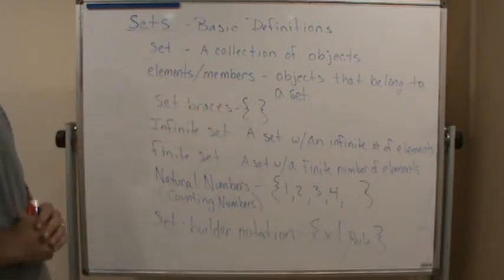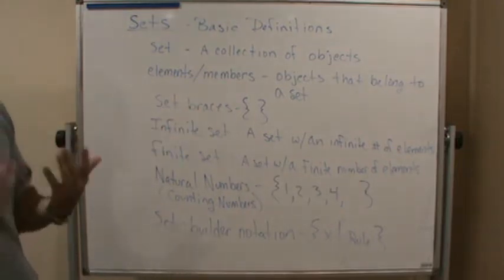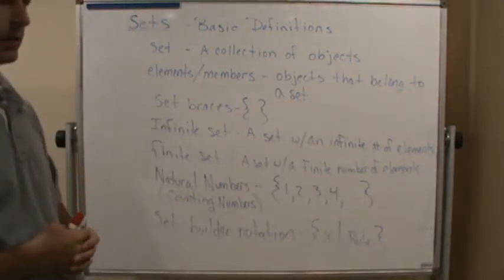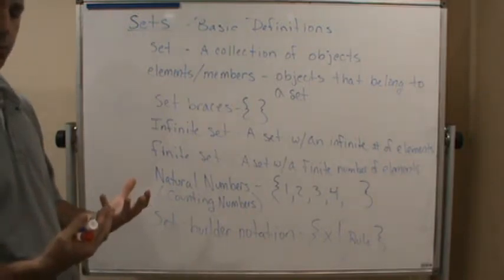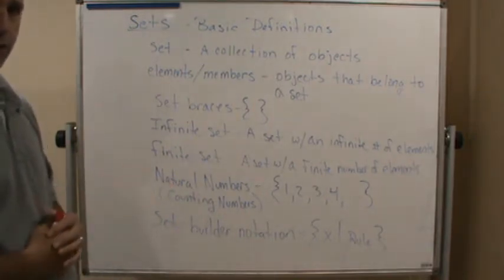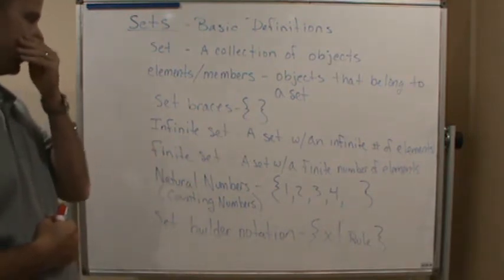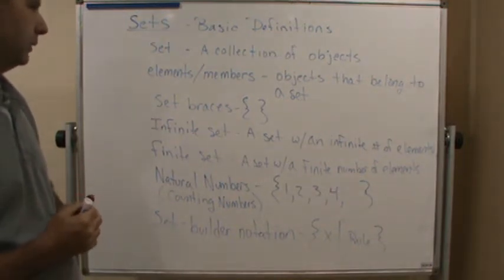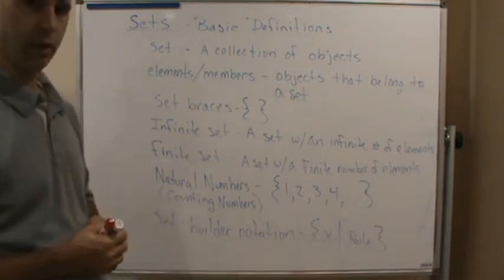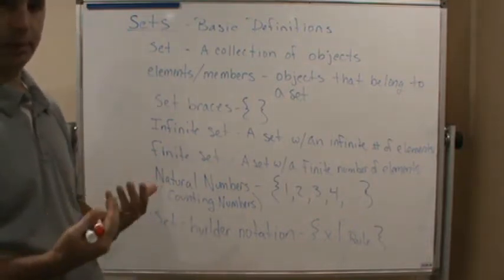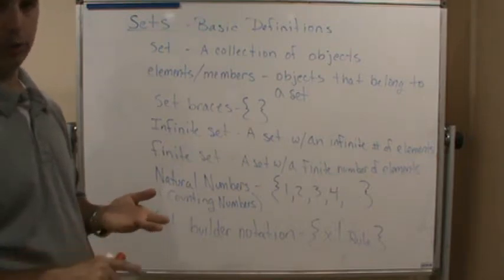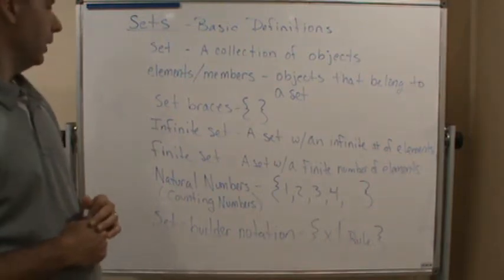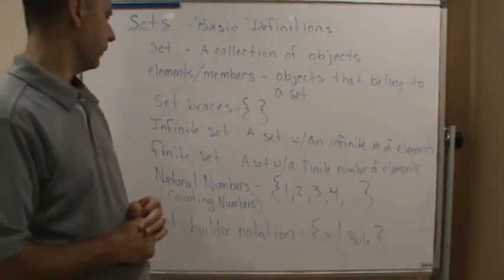Elements, or what we call members of a set, are the objects that belong to a set. So if these objects have certain characteristics that the set requires, then all of the objects that have those characteristics are elements of that set. So if I say the set of eye colors, then all of the different eye colors would be elements of the set. So you'd have brown, blue, hazel, green, whatever. Okay? And those would be the elements of the set.